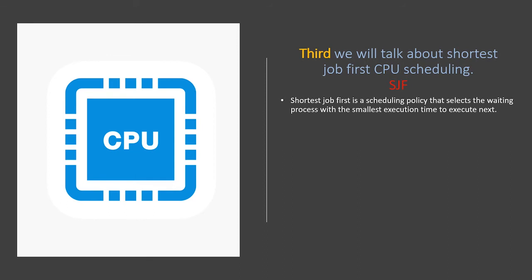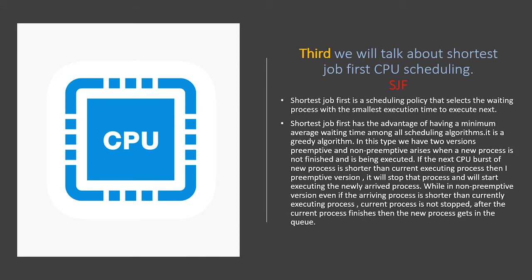Third, we will talk about shortest job first CPU scheduling. Shortest job first is a scheduling policy that selects the waiting process with the smallest execution time to execute next. Shortest job first has the advantage of having a minimum average waiting time among all scheduling algorithms. It is a greedy algorithm. In this type, we have two versions, preemptive and non-preemptive.